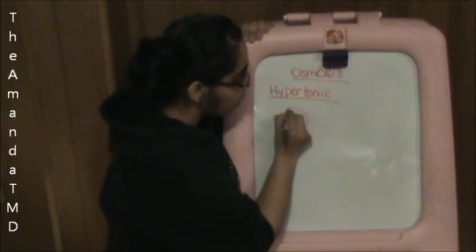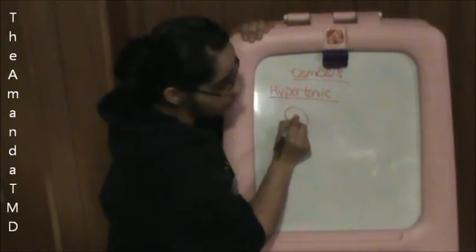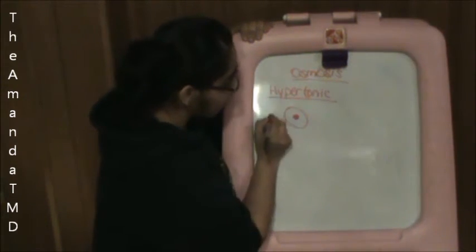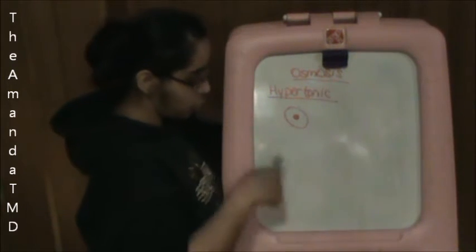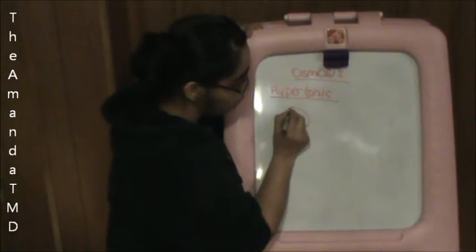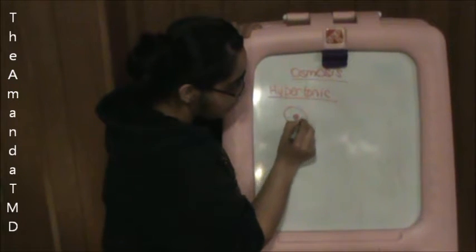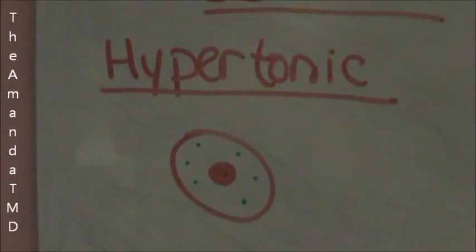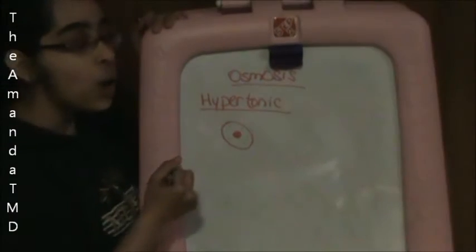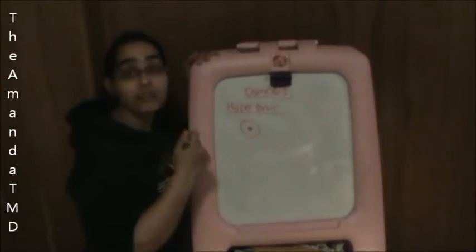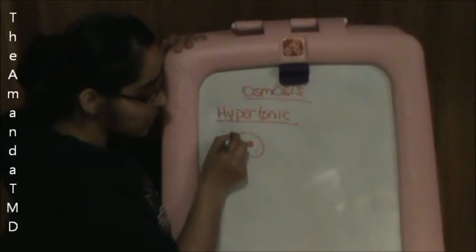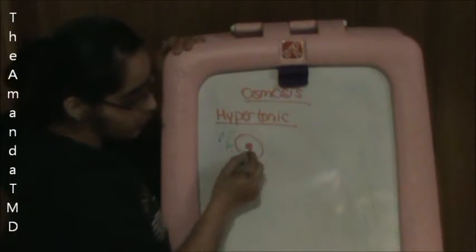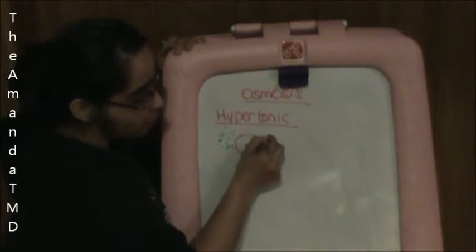So say I have a cell here, it can be any kind of cell, say a eukaryotic cell, and what happens is the concentration of water, which I'll show you in a different color, this green will be water. Each dot represents a molecule of water. The green dots represent your water molecules. Now on the outside, we're going to have more water because it's hypertonic. So as you can see, I have lots and lots of green dots outside of my cell.